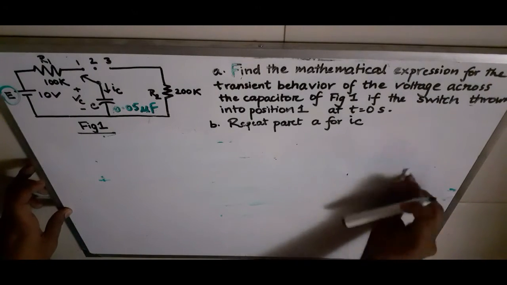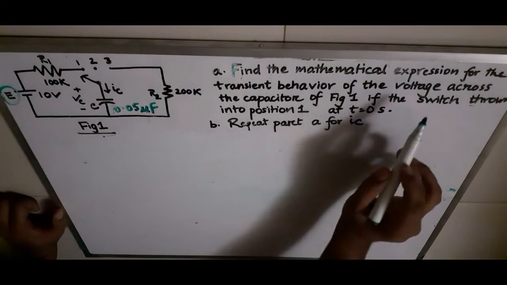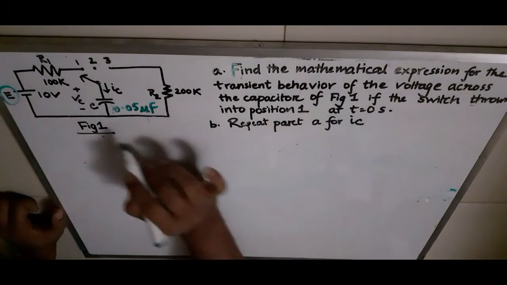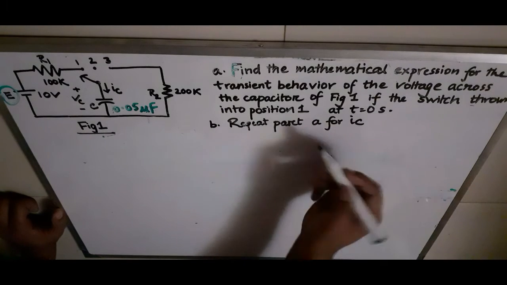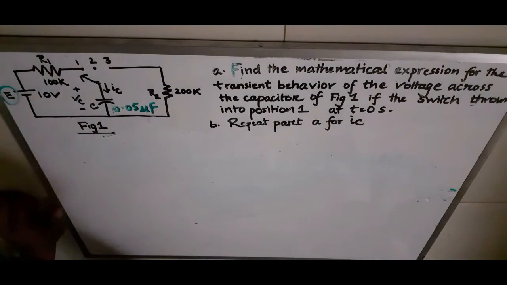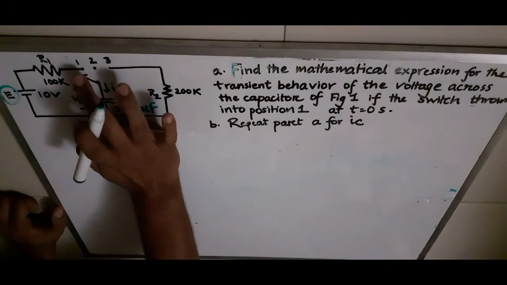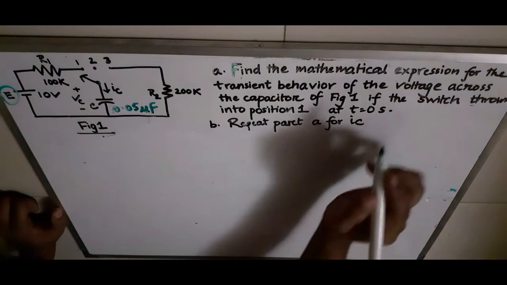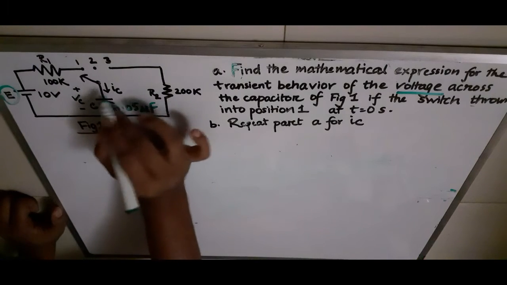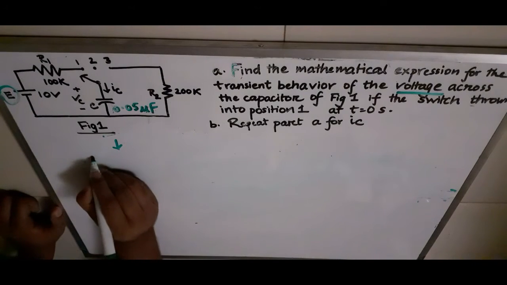So the question tells us we are being asked to find the mathematical expression for the transient behavior of the voltage across this capacitor of figure 1 if the switch is thrown into position 1 at t equal to 0. So at time 0, this switch, it's a toggle switch, is connected to 1. So what is the mathematical expression of the transient behavior of the voltage? So we are being asked to find out the voltage across this capacitor, right? So the circuit will look like this.